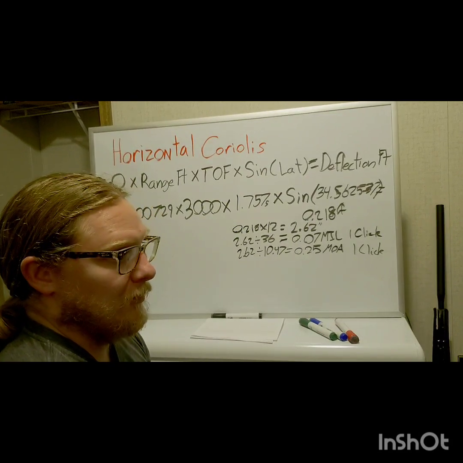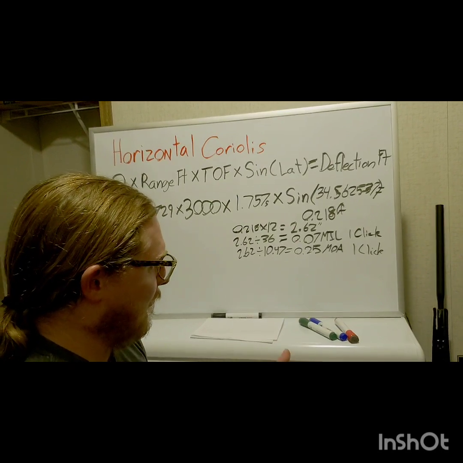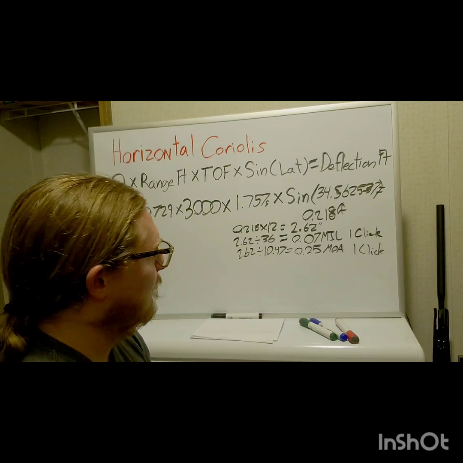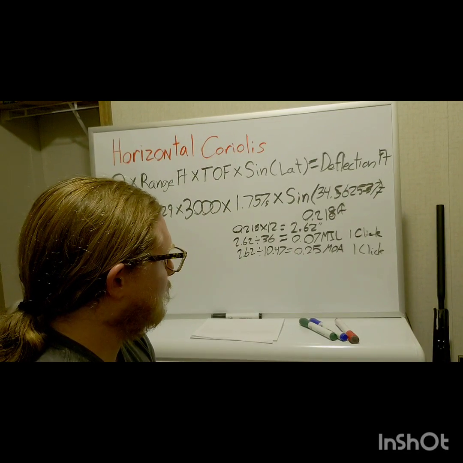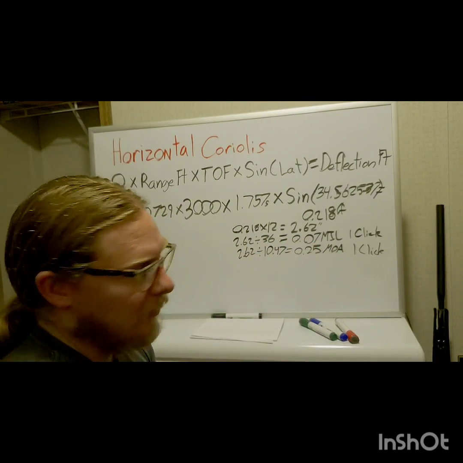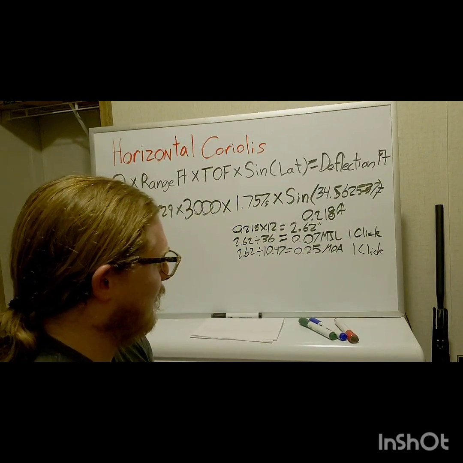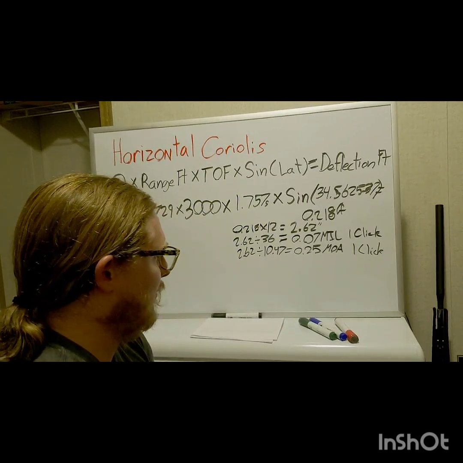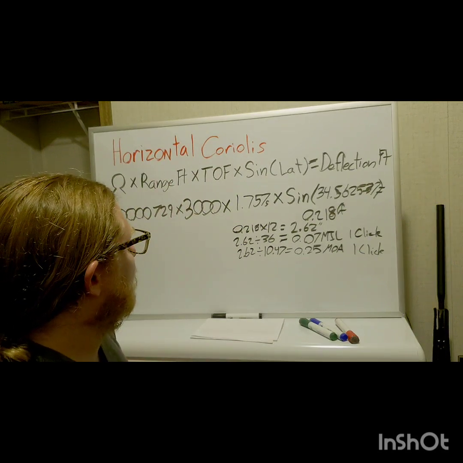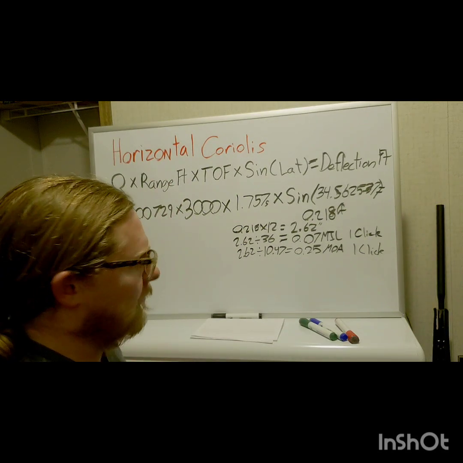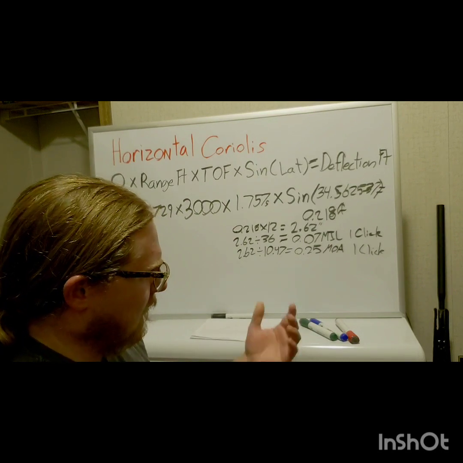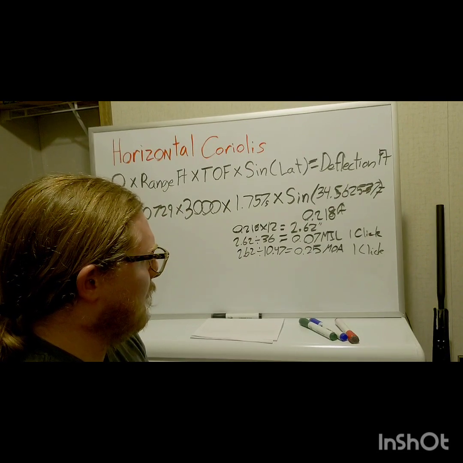You could argue that shooter error at that range, at 1,000 yards, is going to throw you off by one click, from round to round. So unless you're shooting groups that are smaller than 2.5 inches at 1,000 yards, which is extremely impressive, it has been done, but not very often. So there you go. That's horizontal Coriolis in a nutshell. Hopefully I didn't fry your brains too much with that. And then in the next video, we'll get into vertical Coriolis.